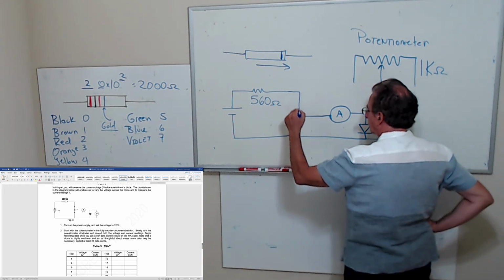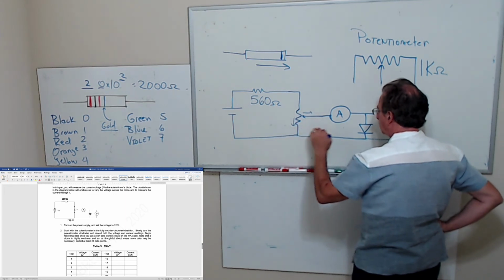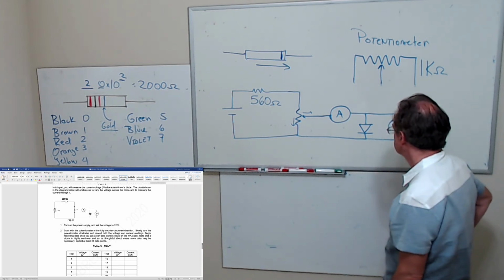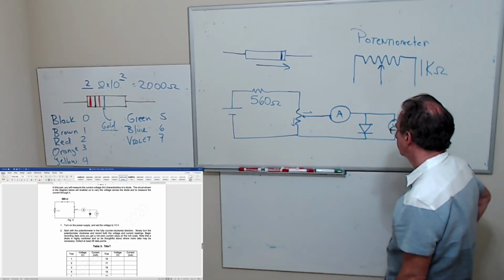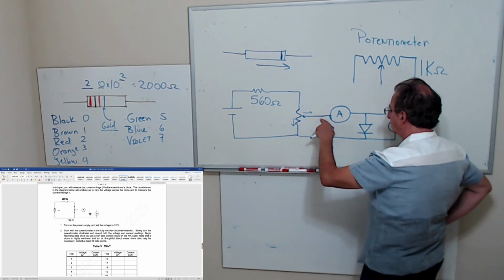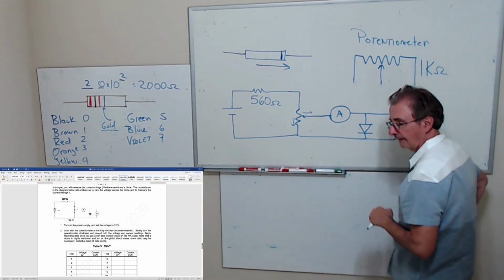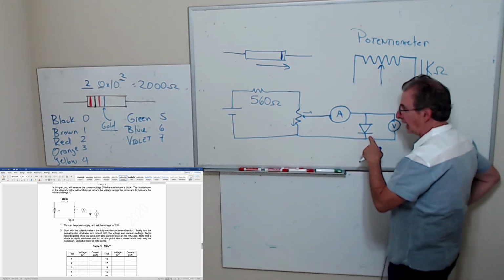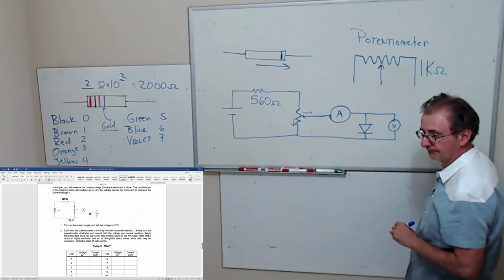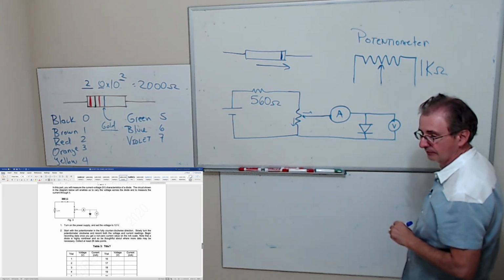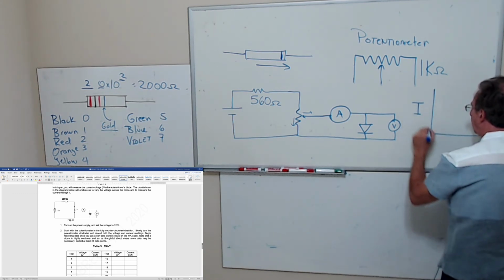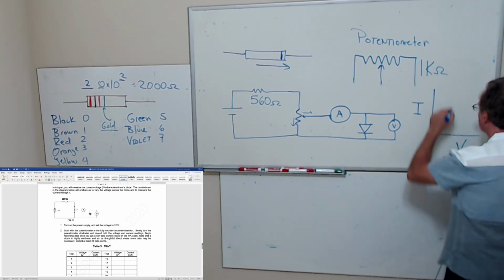So current's going to go, some of it's going to go this way, some of it's going to go that way, depending on what this is set to. Okay? And what you're doing is just limiting the amount of current going through here. So this will not turn on until the voltage drop across it is a certain value. If you plot I here and V here, the graph looks like this.